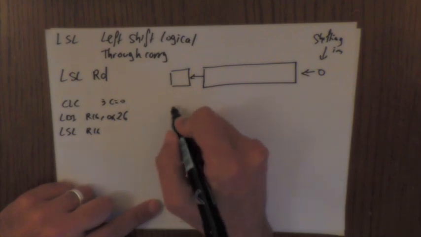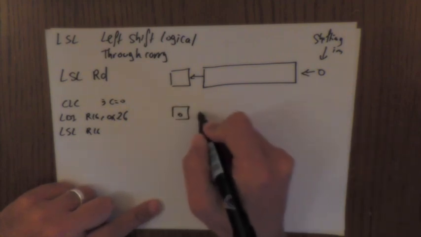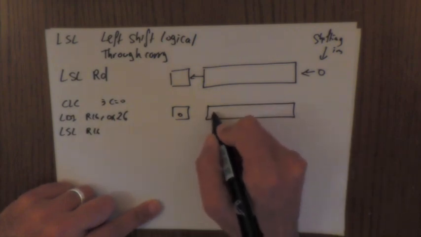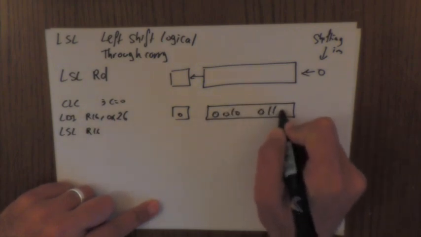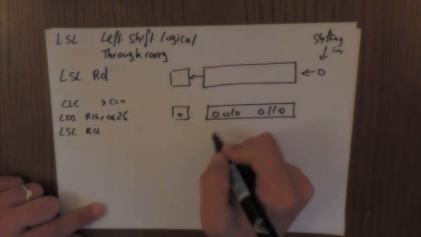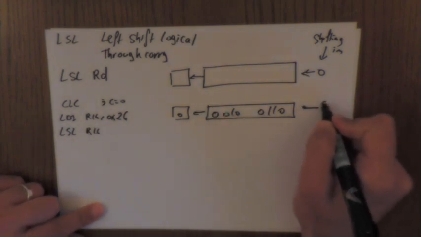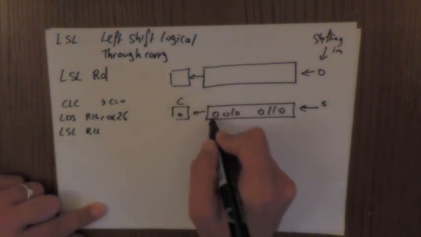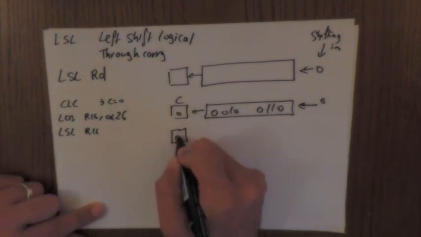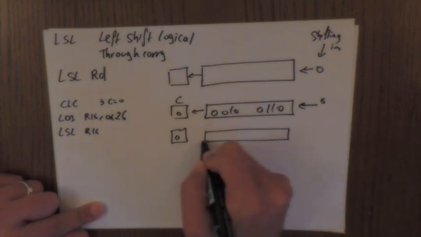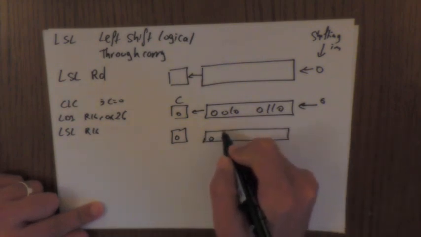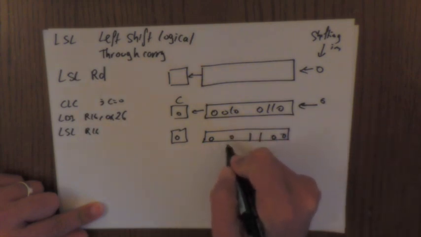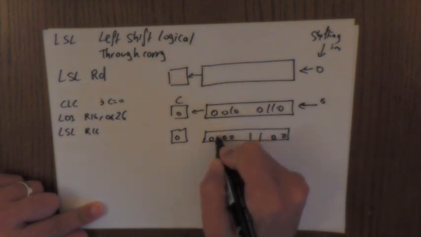So first the carry is 0. I don't care about the carry in this case, and I have 0x26, which is 0, 0, 1, 0. Okay, this is 26. So when I do LSL, a 0 is entered from here, and this will be thrown into carry. So this 0 will go here, and then I will have 0, 0, 1, 1, 0, 0, 1, 0.